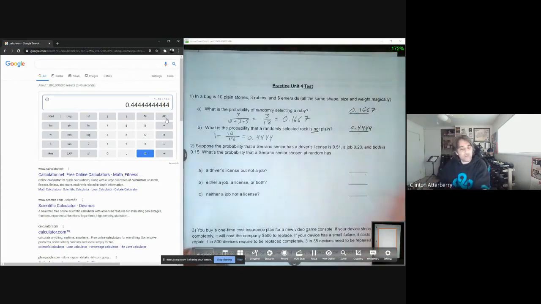And it does order of operations for you. If you're using a different calculator, like a handheld calculator, sometimes those calculators do not do order of operations for you. The Google calculator does.